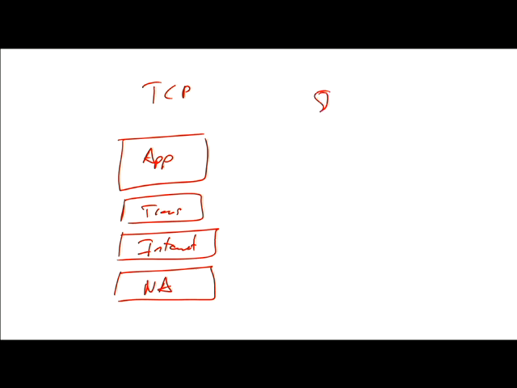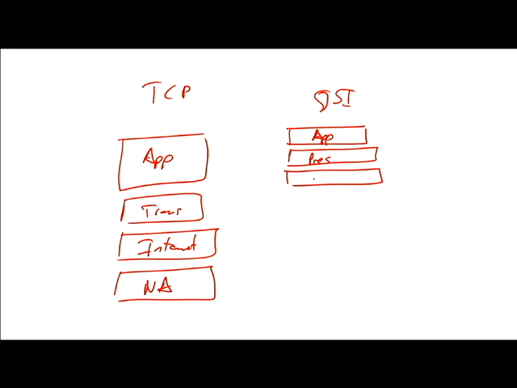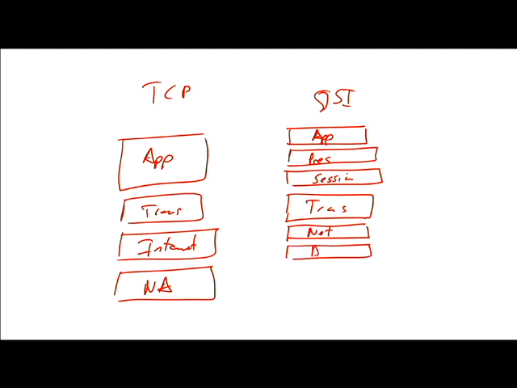OSI is where you break up the application layer into three layers now. So now you have app, presentation, and session layer. And then transport layer is transport layer. And now you break up the internet layer into network layer and data link layer. And finally, you have the PHY layer.